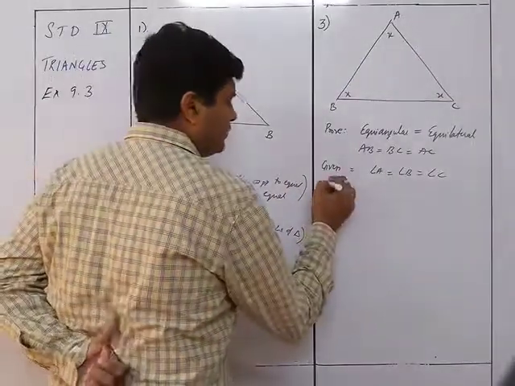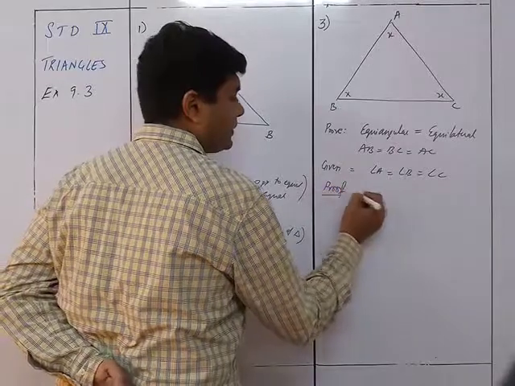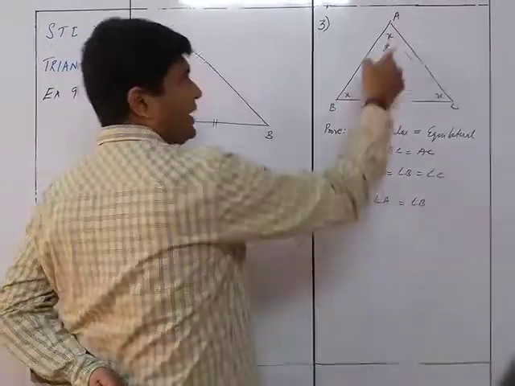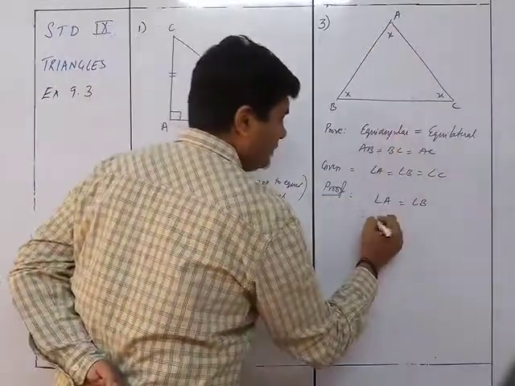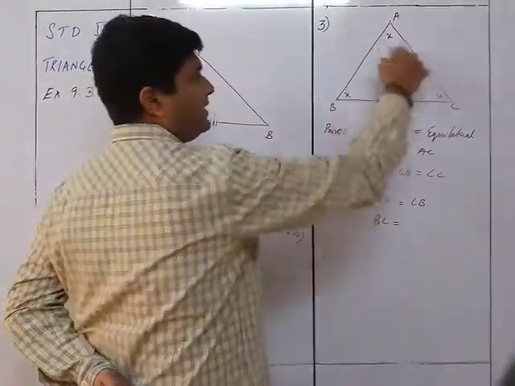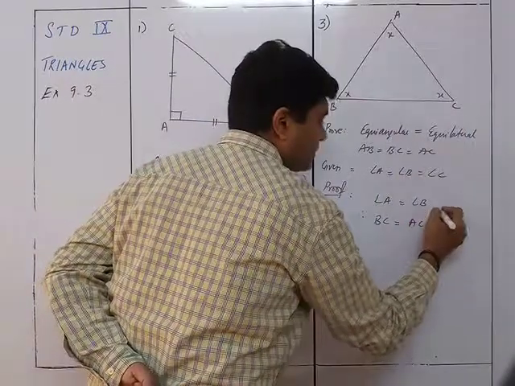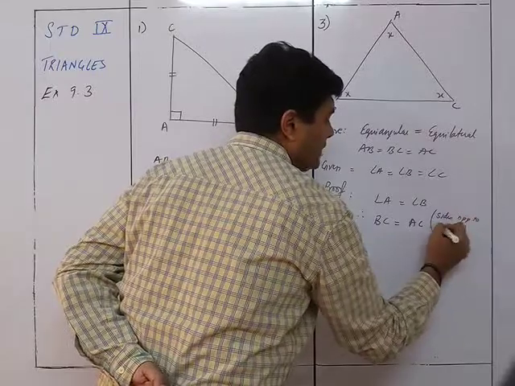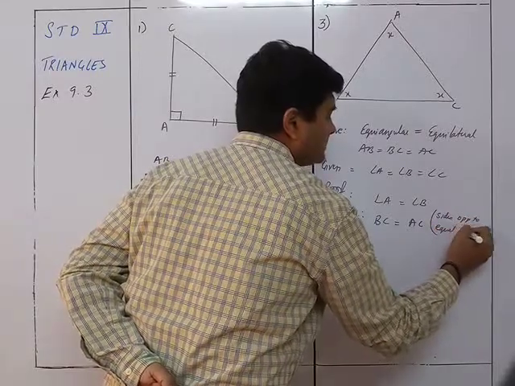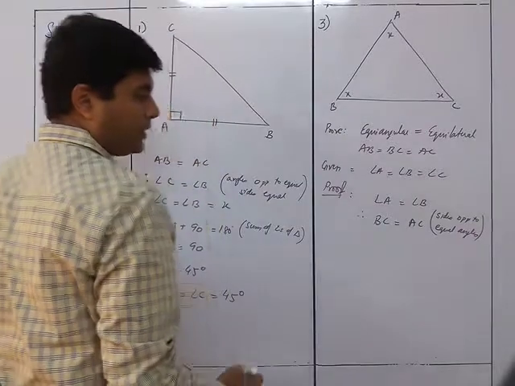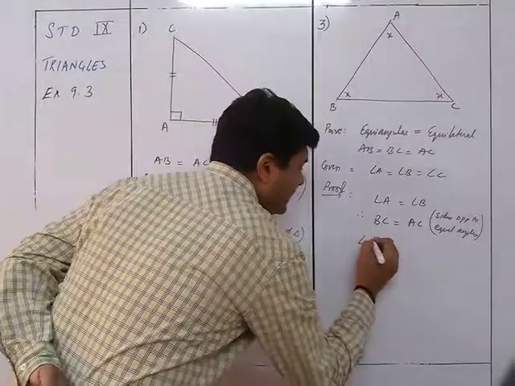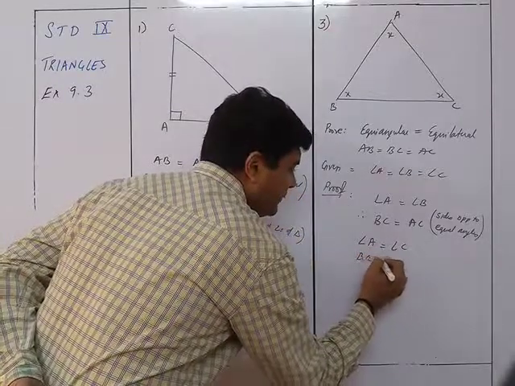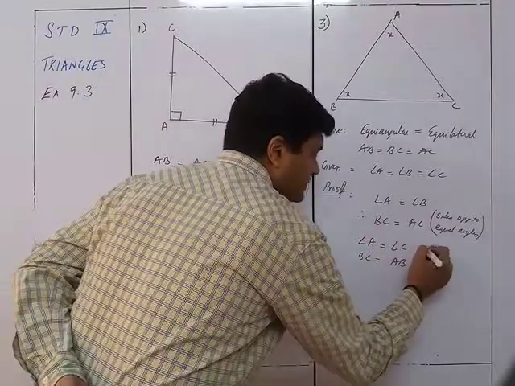So very simple, the proof will be this way. Angle A is equal to angle B. Therefore, opposite angle A is BC, so BC will be equal to AC, which is opposite B, sides opposite to equal angles. Then we know that angle A is also equal to angle C. Therefore, BC will also be equal to AB. Same reason.